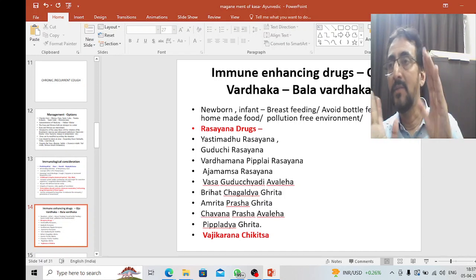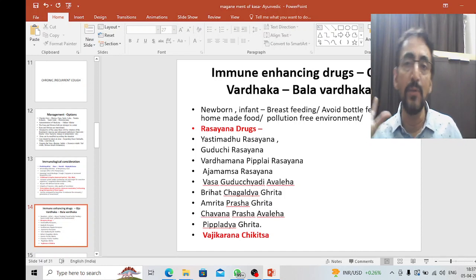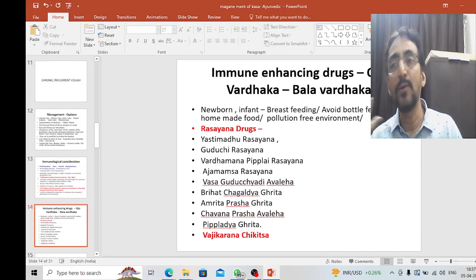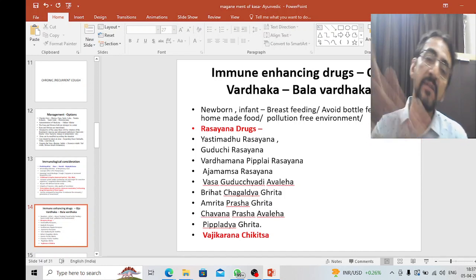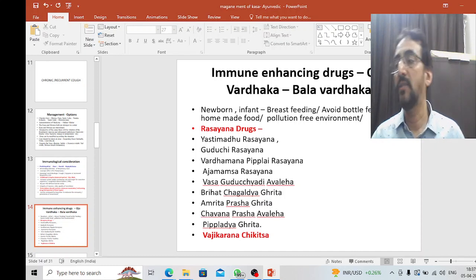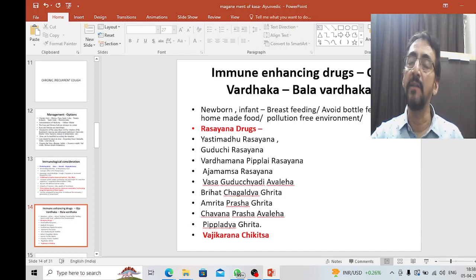Because when severe cough is there, the disease pertains only to the upper respiratory tract, not the lower respiratory tract. So this is how you have to understand these immune enhancing drugs, which should be given in any child with recurrent respiratory tract infections with cough.